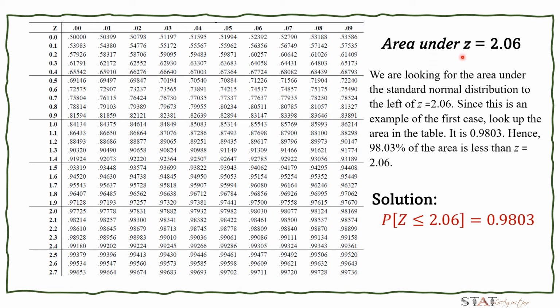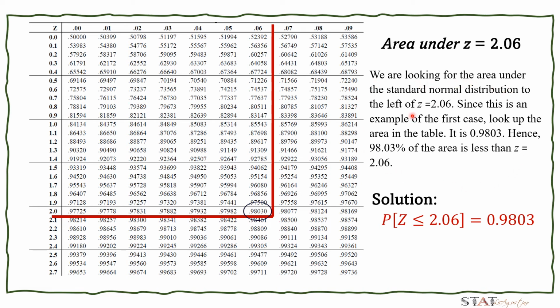So here, area under 2.06. So we have here this side 2.0, and then up 0.6. So our area is 0.98030. So in textual presentation, you can explain it this way.